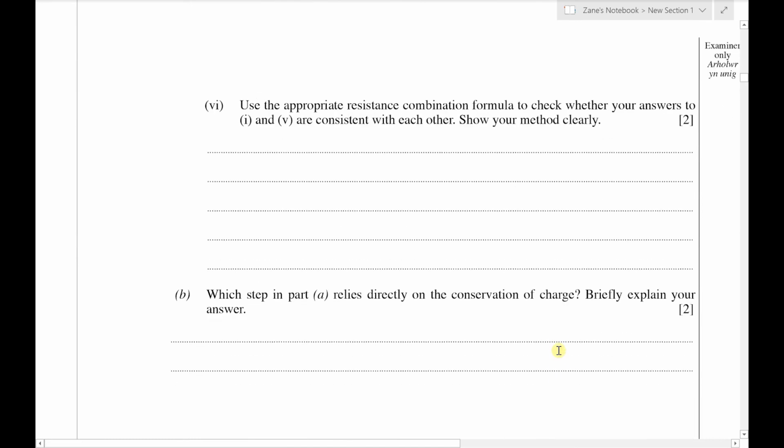Use an appropriate resistance combination formula. We've got to check whether the answers to 1 and 4 are consistent with each other, and we've got to show our method clearly. Well, resistors in parallel, we add in reciprocals. So we've got resistance of the parallel bit is 1 over R1 plus 1 over R2. So what we've got is that the parallel combination theoretically should be 6 ohms. That's what we worked out in part 1.